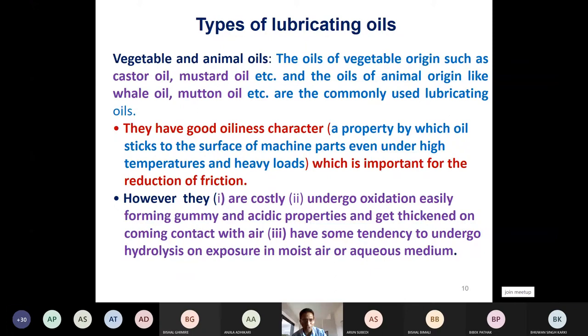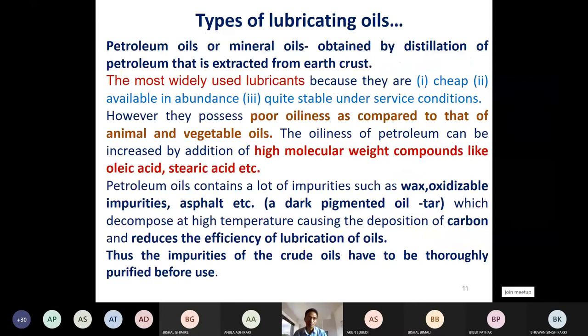And so we use petroleum oil or mineral oil. Petroleum oils or mineral oils are obtained by distillation of petroleum that is extracted from the earth's crust. The most widely used lubricant is petroleum oil. Why? They are cheap, available in abundance, and quite stable under service conditions, like diesel and petrol. However, they possess poor oiliness as compared to animal and vegetable oils. They are less oily in comparison to animal and vegetable oils.